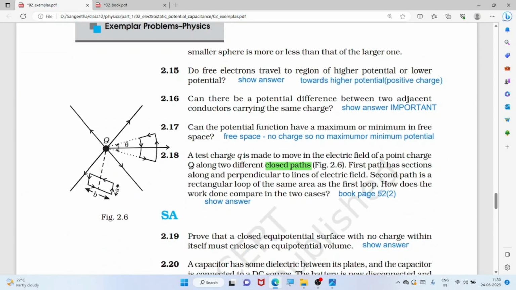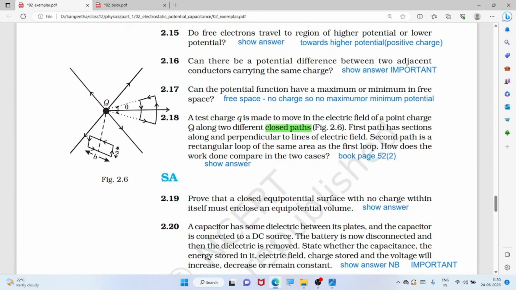Do free electrons travel to the region of the higher potential, or will they travel towards the higher potential, that is positive charge? Can there be a potential difference between two adjacent conductors carrying the same charge?